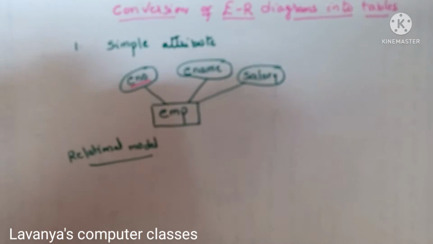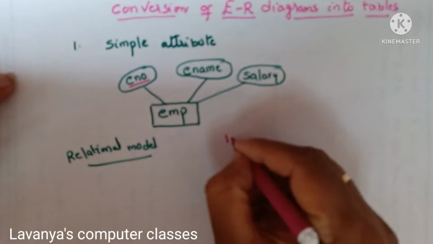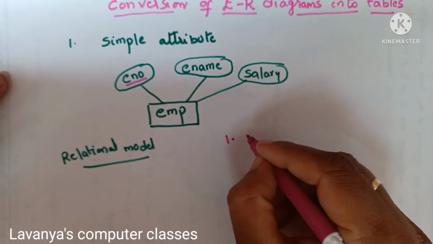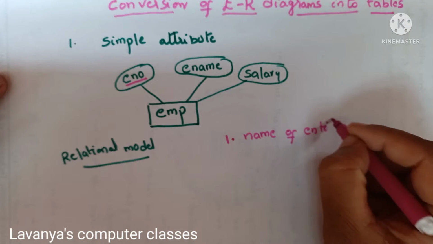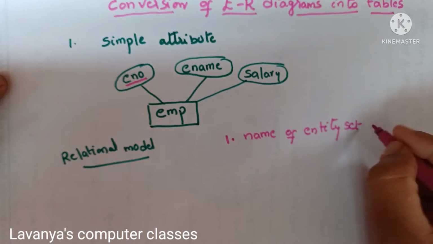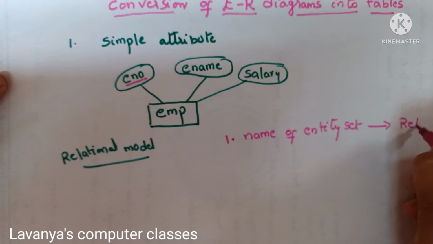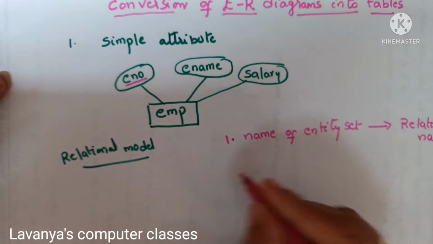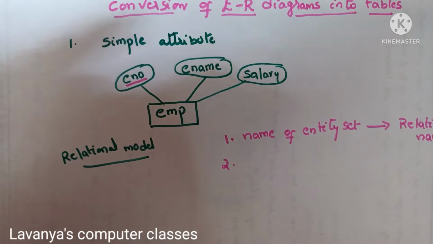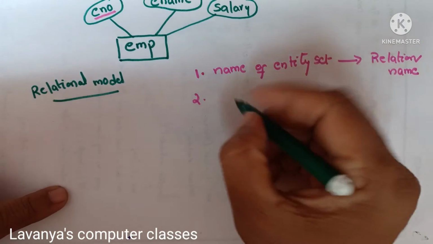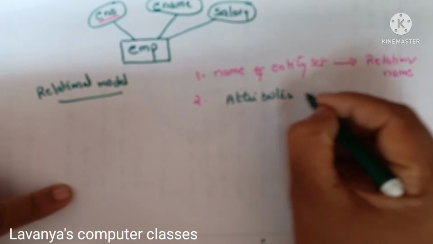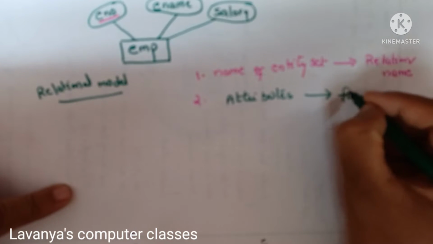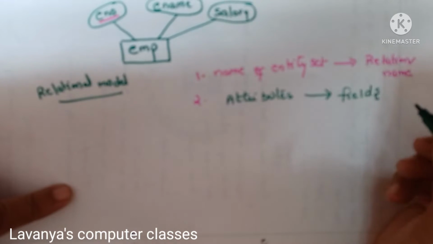Relational model means data is represented in the form of a table. So what is a table? A table is the combination of rows and columns. So the first step: the name of the entity set is converted into the name of the relation, the name of the table. And the second one: what are the attributes of the entity set? All attributes are considered as fields of a table.